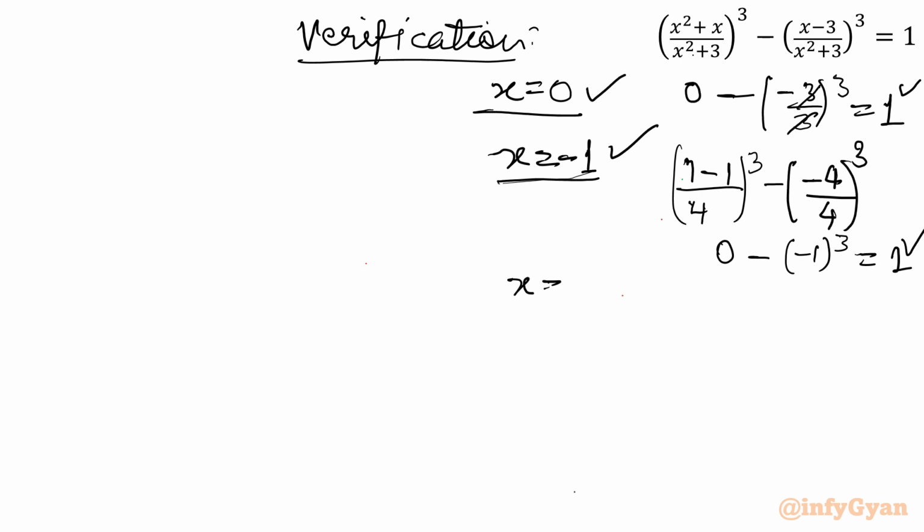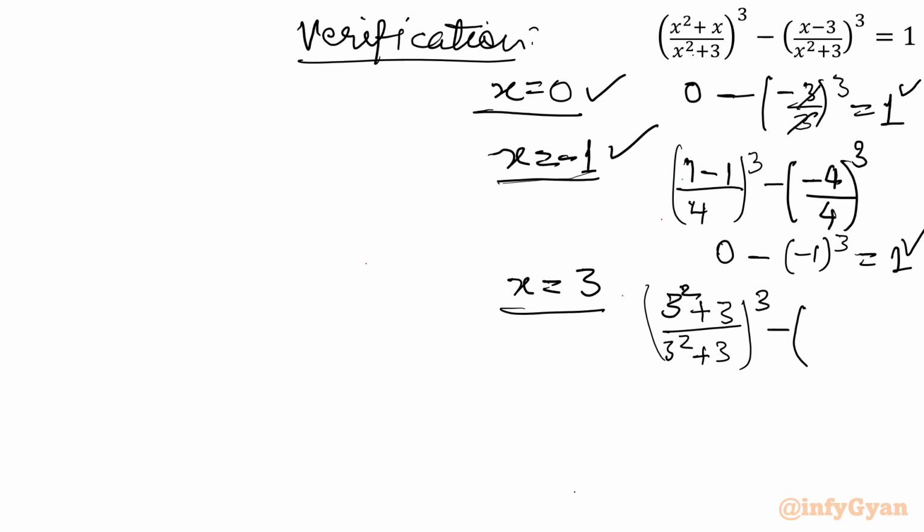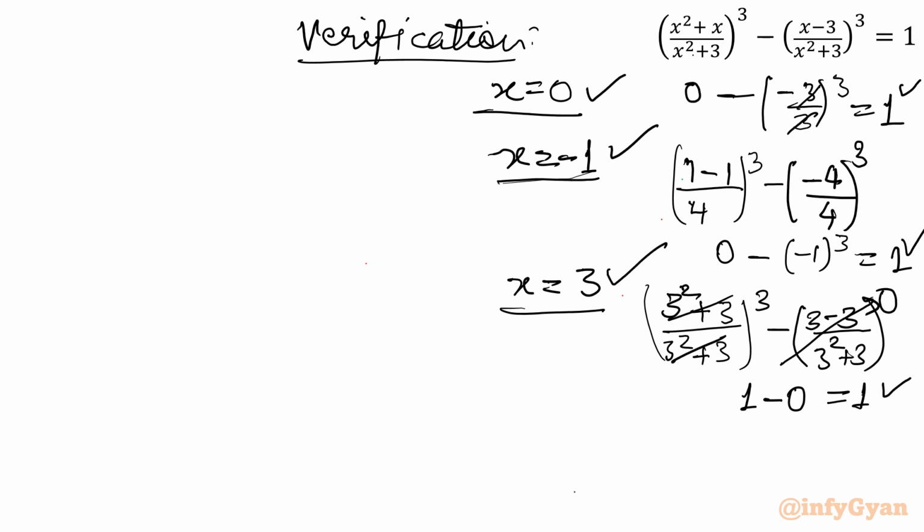Now come to the third solution, third testing or verification for the value of x equal to 3. Once I put 3, it will become 3 square plus 3. See, no need to solve. And the denominator is 3 square plus 3. Already 3 is there, so this value will be 1, 1 cube. Check the second bracket. This bracket is 3 minus 3, so this is 0. The denominator is 3 square plus 3. Now you can see this is 0, and this value is the same, so 1, 1 cube is 1. So 1 minus 0 is equal to 1. So this value is again verified. So overall our final solutions are 0, negative 1 and 3.